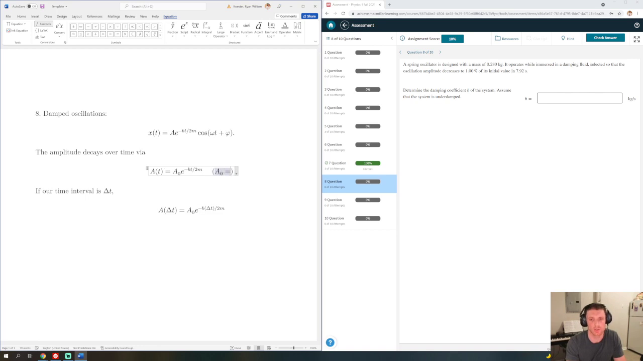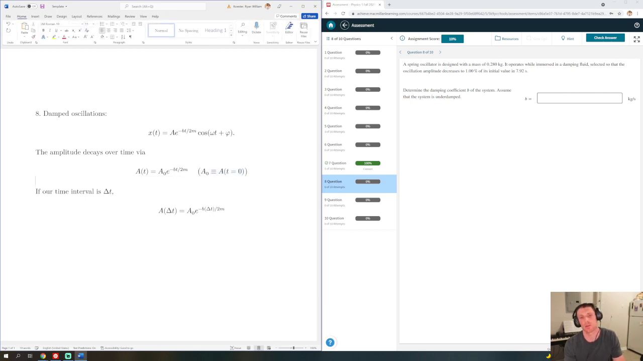A naught is defined to be A at t equals 0. Okay, in case that wasn't clear. So this is what we have, right? The amplitude at some time delta t is going to be given by this expression. And we know that this is just going to be the initial amplitude divided by 100 because it decays to 1% of its initial value, right? And so it just comes down to solving this.